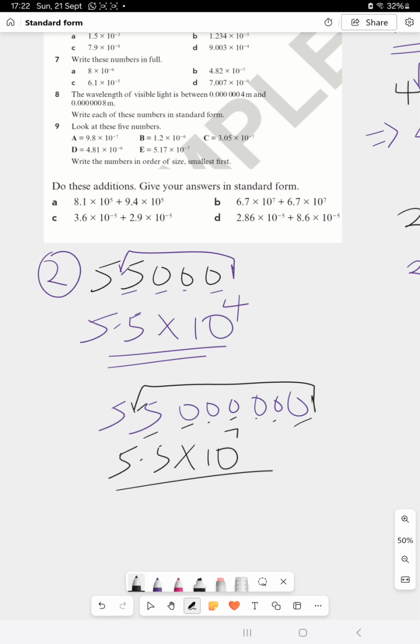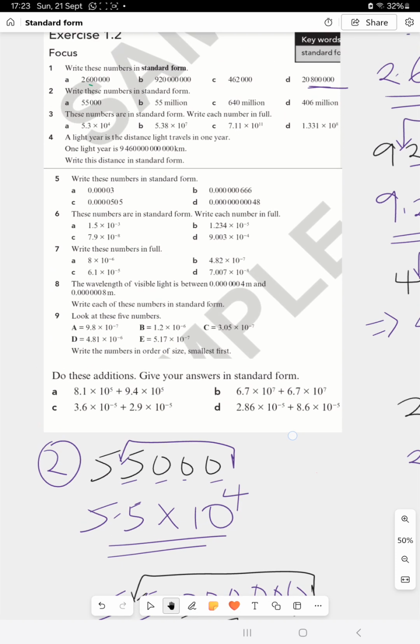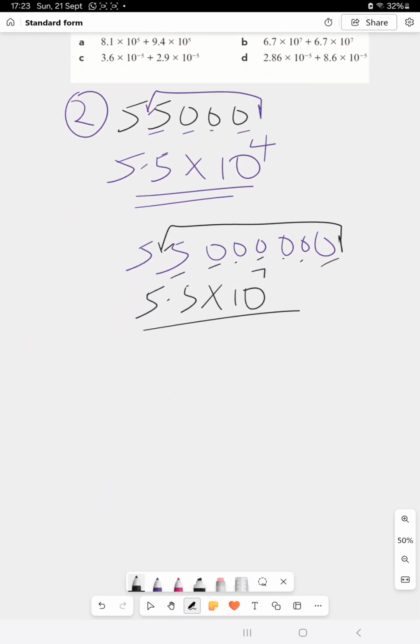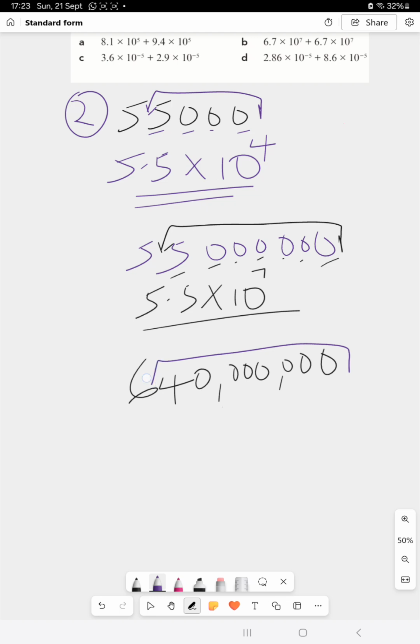The other one you're told is 640 million. This must be a very big number. Again, we move the decimal from this point all the way to there. And this means it is 6.4 multiplied by 10 raised to what? 1, 2, 3, 4, 5, 6, 7, 8. Power 8.